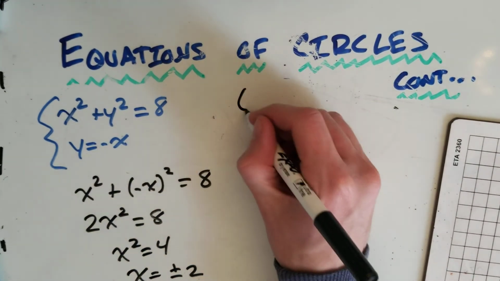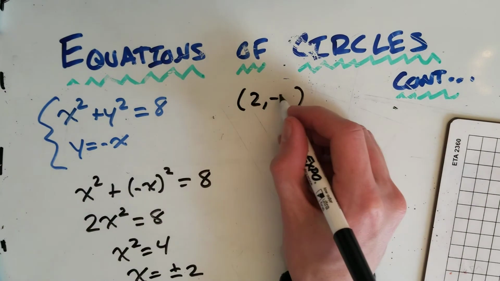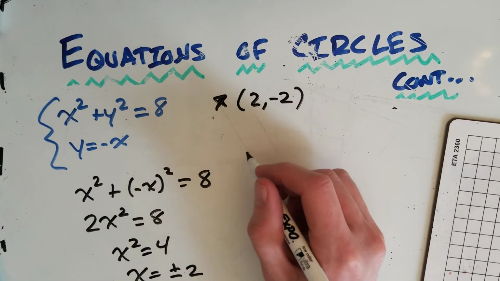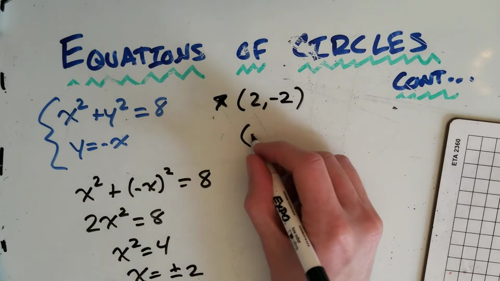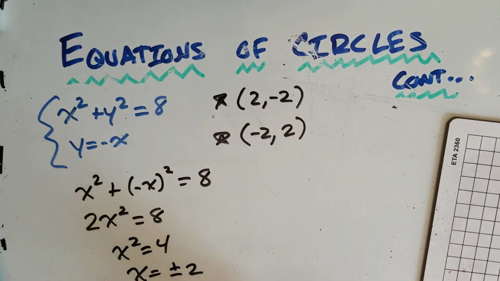So that means this line is going to intersect with the circle when x is positive 2 and when x is negative 2. When x is positive 2, your y value is negative 2. So this is one point of intersection. And the other point of intersection would be the case when x is negative 2. If you put a negative 2 in, then y would be positive 2. So these will be our 2 points of intersection here.